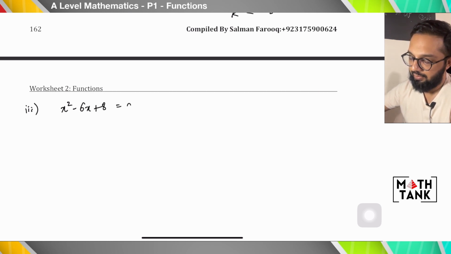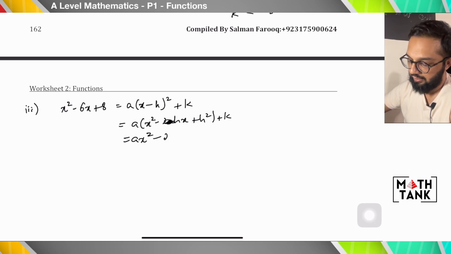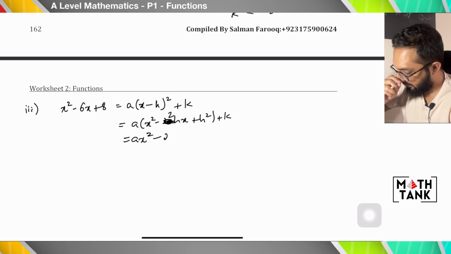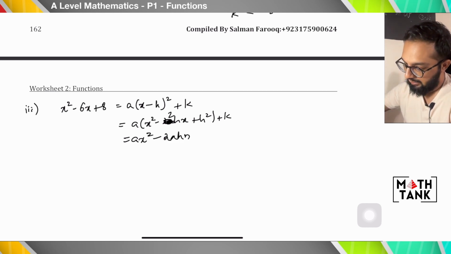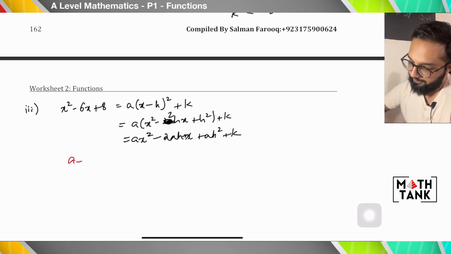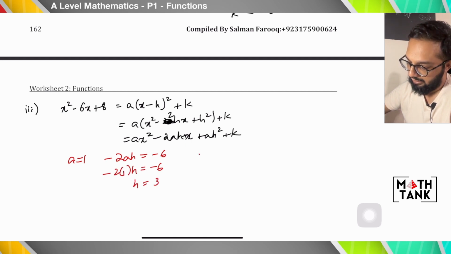So first I'm going to use a completed square form that says a(x minus h) whole square plus k. Ax square minus 2ahx plus ah square plus k. So a is 1, minus 2ah is minus 6, so h is 3, and ah square plus k is equal to 8.